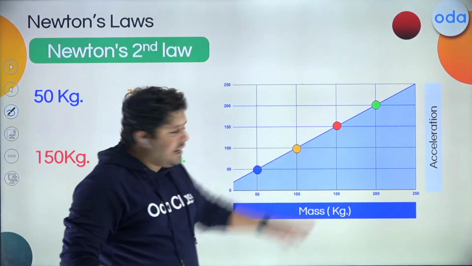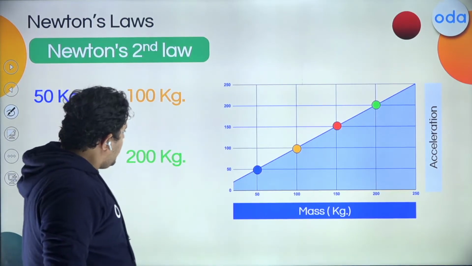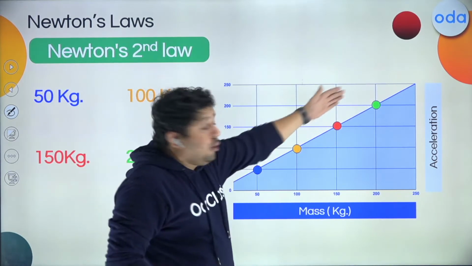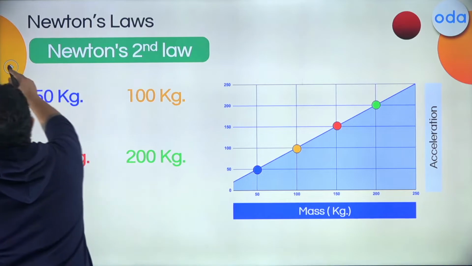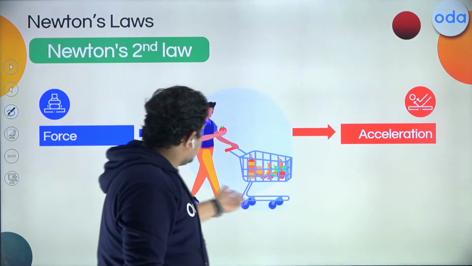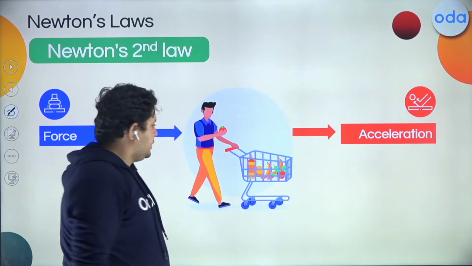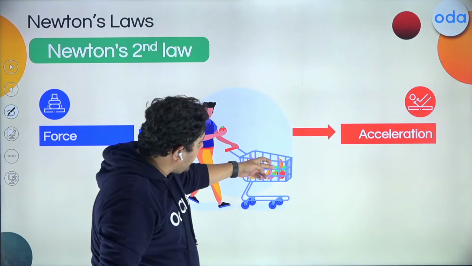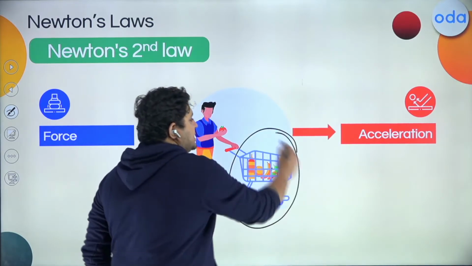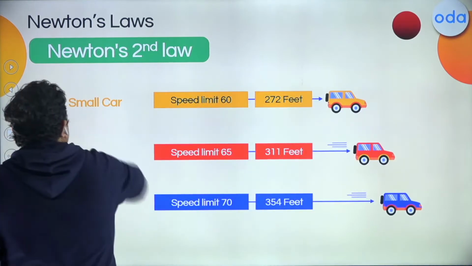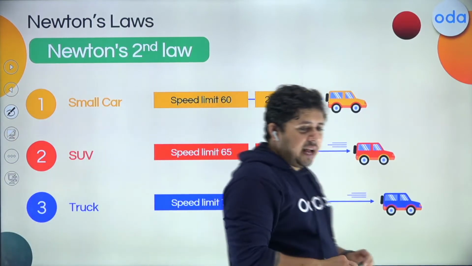But here is an idea. The higher mass and the higher velocity will keep on moving up. Will keep on moving what? Keep on moving up. Now, this person is pushing the cart. He is applying what? Force. Due to which what is happening? This mass is gaining acceleration. Yes or no? Okay?